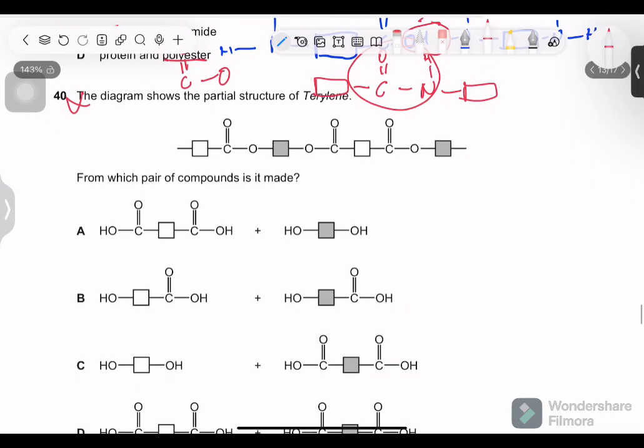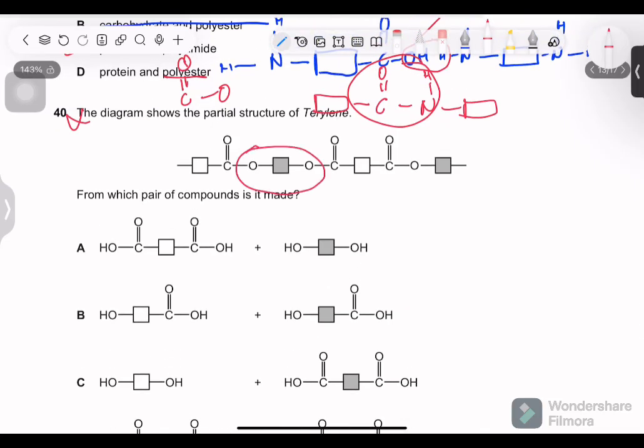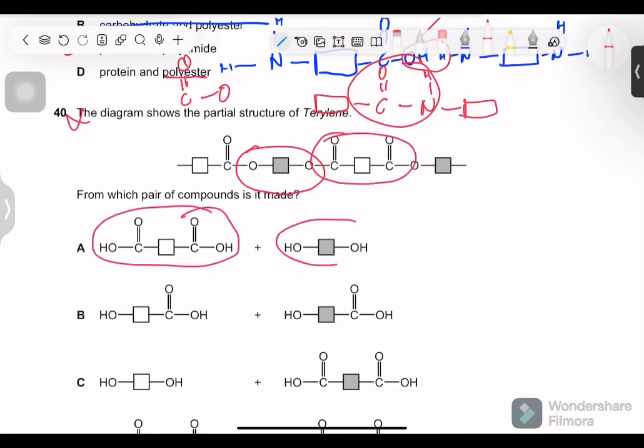But we can do this. This contains a diol, and this contains a dioic acid. So there should be a dioic acid and a diol. So yeah, this is the correct answer.